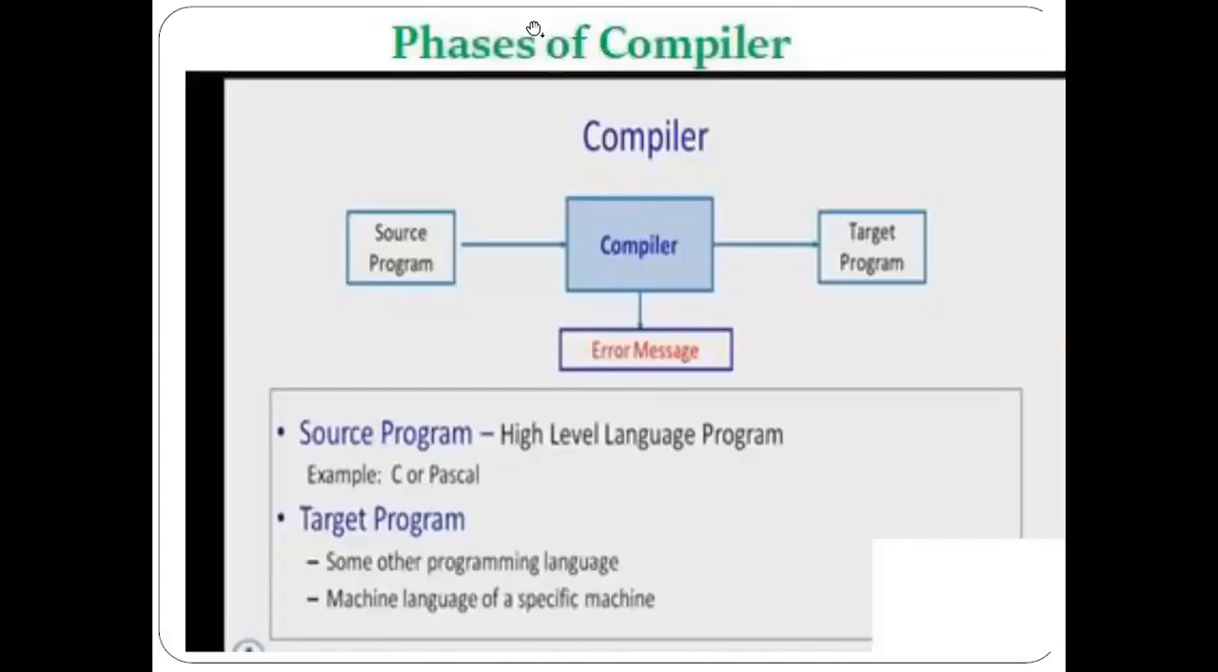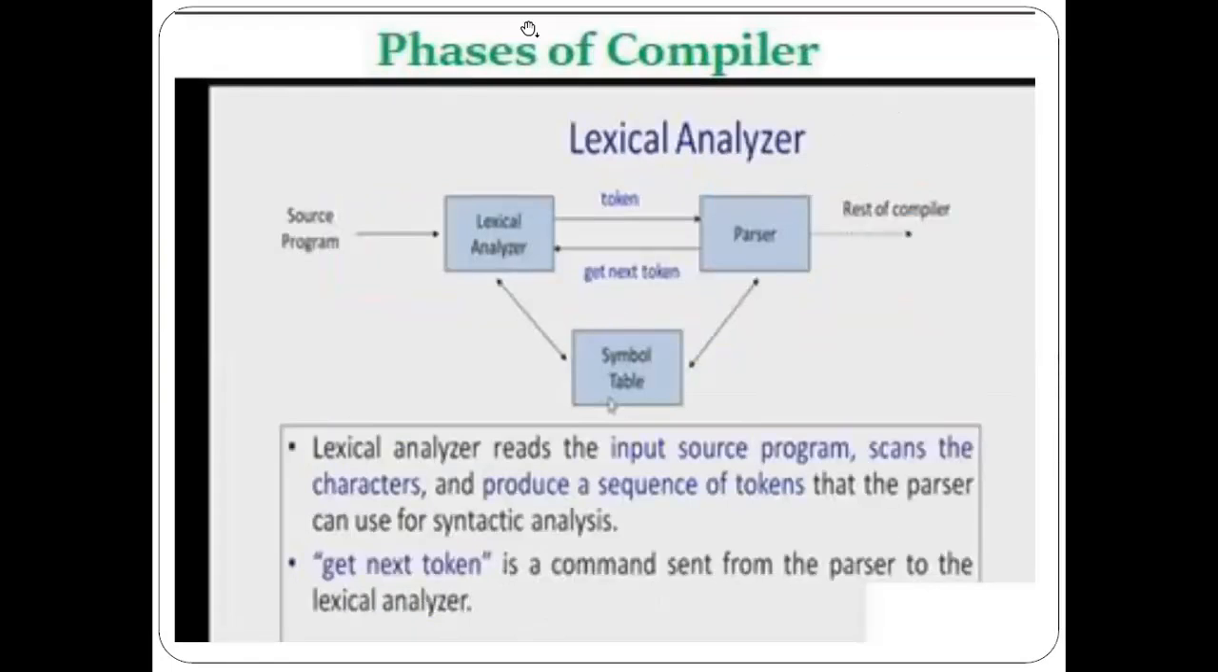In this block diagram also, last time I explained what exactly the compiler does. Compiler takes your source program and converts it into the target program. Your source program is considered as a high level language program like C, C++, Java, Pascal, etc. And your target program is nothing but your machine language program. Your machine language program can be considered as your assembly language, or it can be in the form of the binary language.